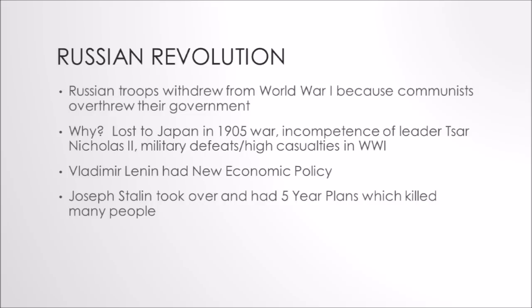Russian troops withdrew from World War I because communists overthrew their government. Why? They lost to Japan in a humiliating defeat in 1905. Their leader was incompetent. His name was Tsar Nicholas II, and there were many military defeats and high casualties in World War I. Vladimir Lenin had a new economic policy. Joseph Stalin would take over and had a 5-year plan which killed many, many people.